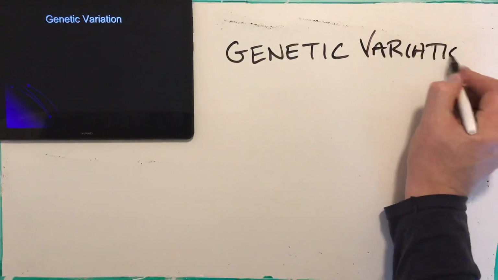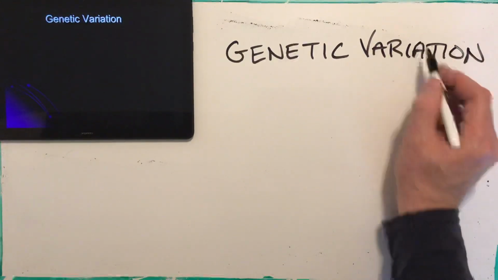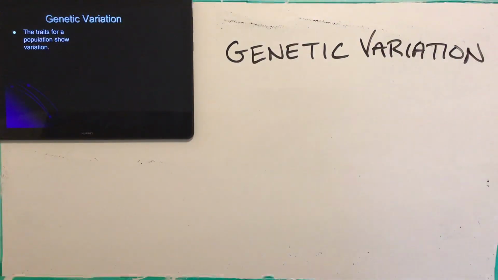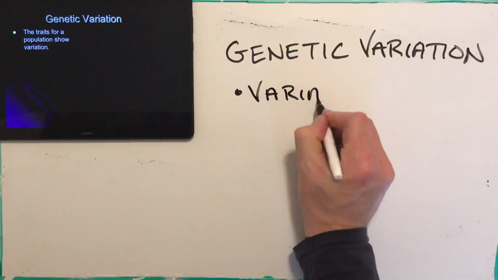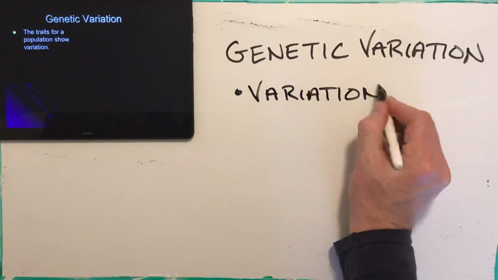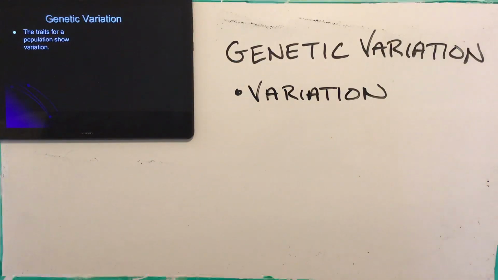This shouldn't be a surprise to us. All right. The first thing, the traits for a population show variation. And you're thinking, really, sir, that's something he noticed that people never noticed before? People did notice things like that before, right?